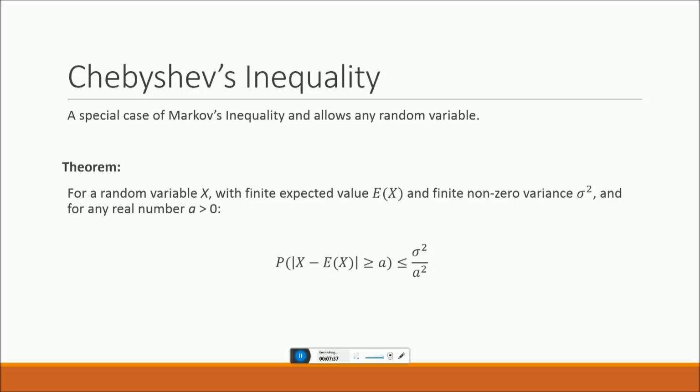Chebyshev's inequality theorem is such: for a random variable X with finite expected value E[X] and finite non-zero variance, and for any real number a that is greater than 0, we can say that the probability that the absolute value of X minus E[X] is greater than or equal to a is less than or equal to the variance over a squared. So we can see this is very similar to Markov's inequality structure-wise, and we'll see in the proof that it's actually derived from Markov's inequality, because it is a special case, and we end up getting variance from it.